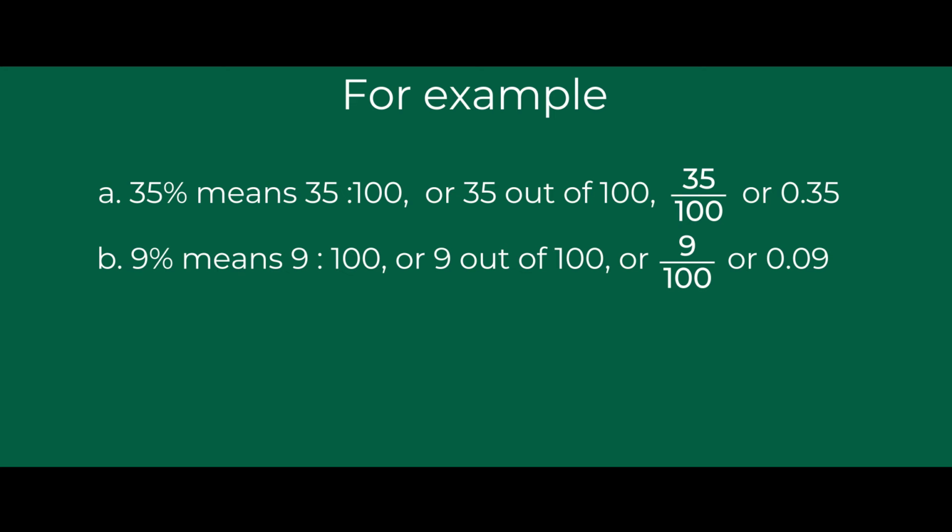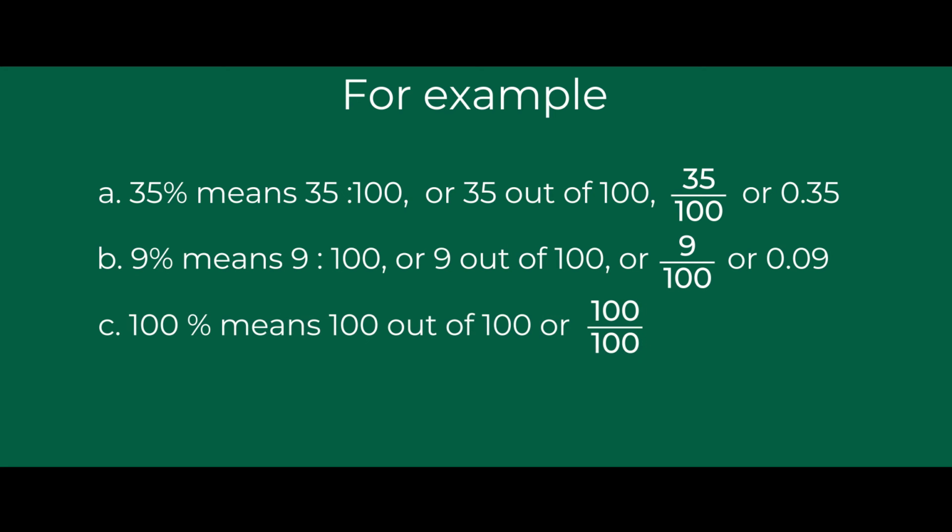B, 9%. We are talking about 9% means 9 out of 100. Okay, 9 out of 100. Or we can say 9 over 100, or we can say 0.09. C, 100% means 100 out of 100 or 100 over 100. It is another way to say one whole.